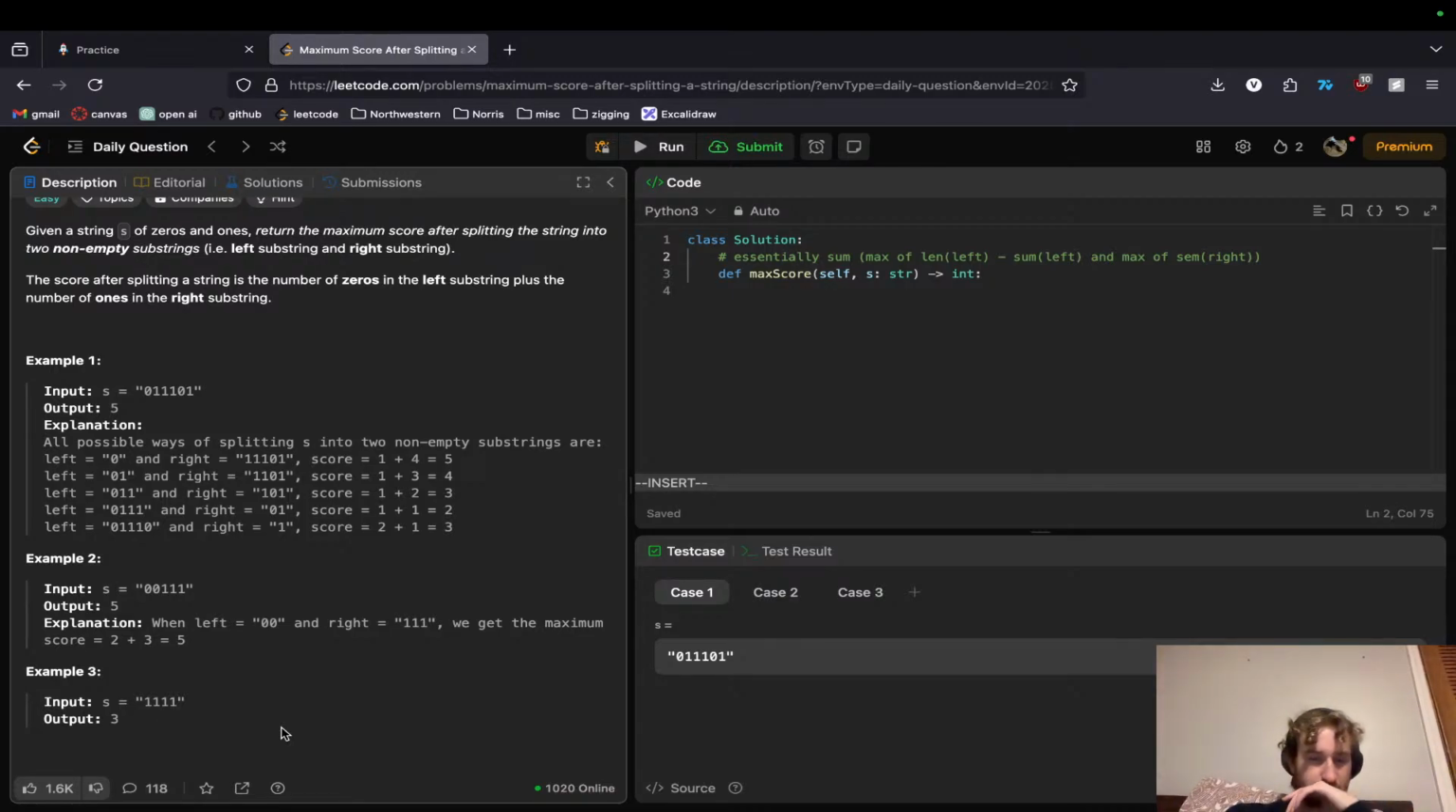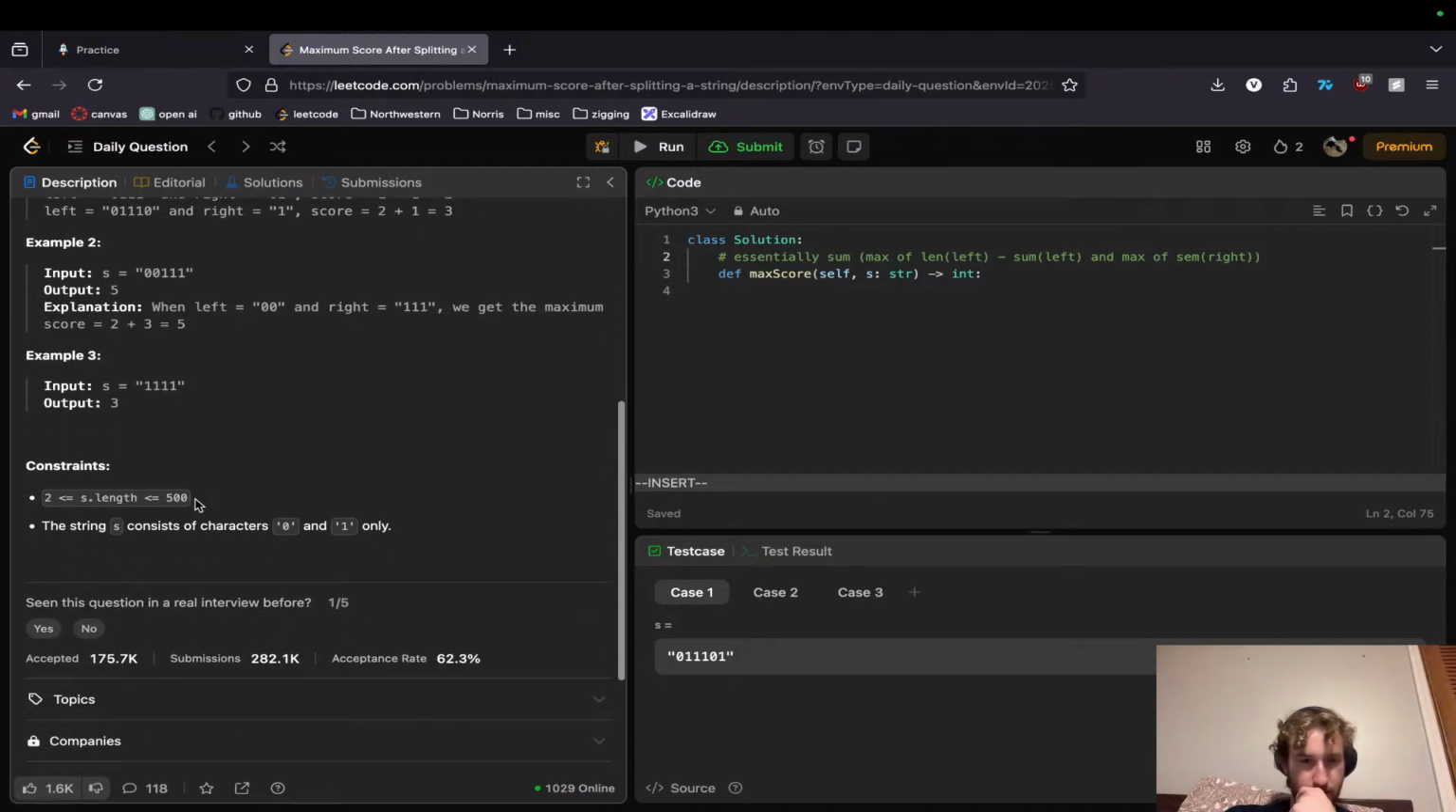I'm trying to think. As you're iterating, it's easier to do the left side than it is the right, and then the right kind of just comes implicitly from it, I think. Right, because essentially here you're iterating through the whole thing. So that definitely is a way we can do it.